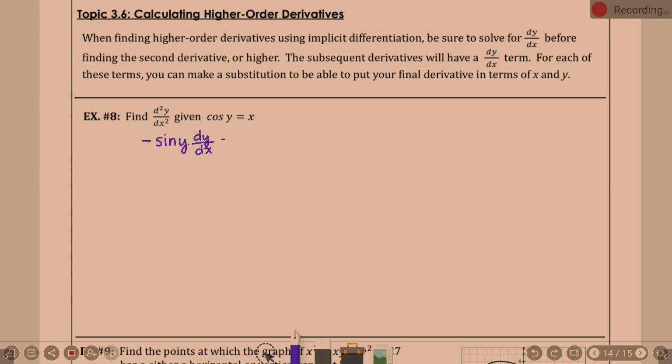The derivative of cosine of y is going to be negative sine of y times dy/dx, equals 1 over negative sine. So now if we solve this, and there's a couple of different ways we can show this, dy/dx, if you divide that over, is negative 1 over sine y, if you will.